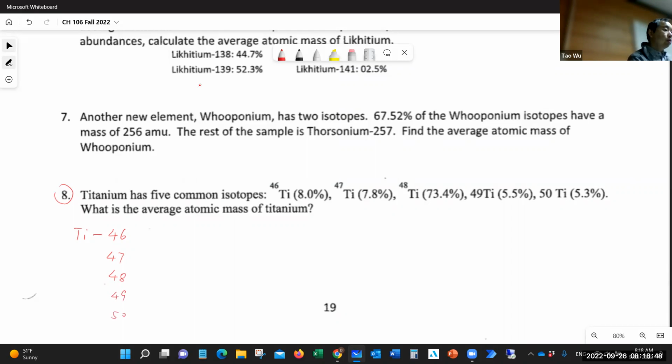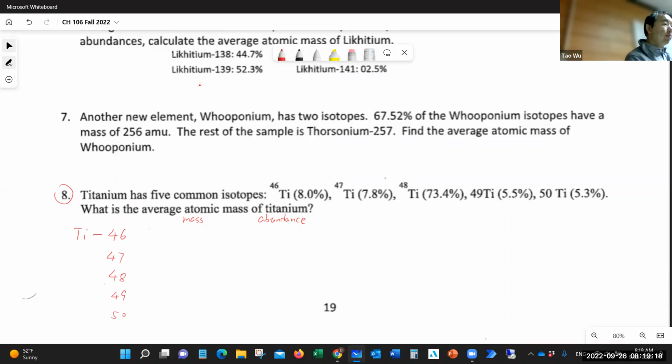So these are the isotopes, and then we need to know the mass for each of the isotopes. We also need to know the abundance. Abundance means what percentage of the total isotopes this isotope makes up. What is the abundance of each?